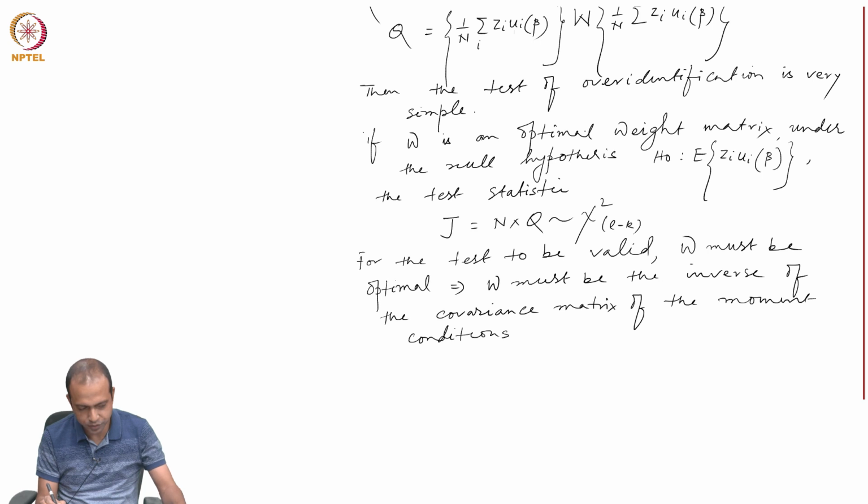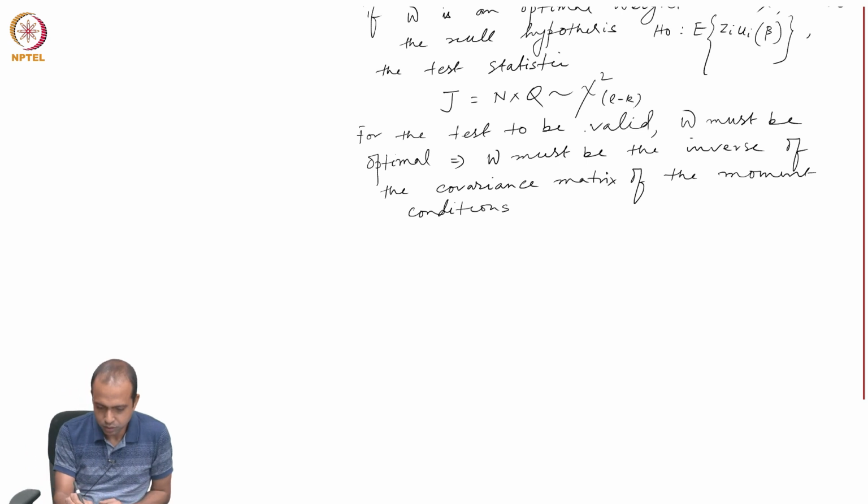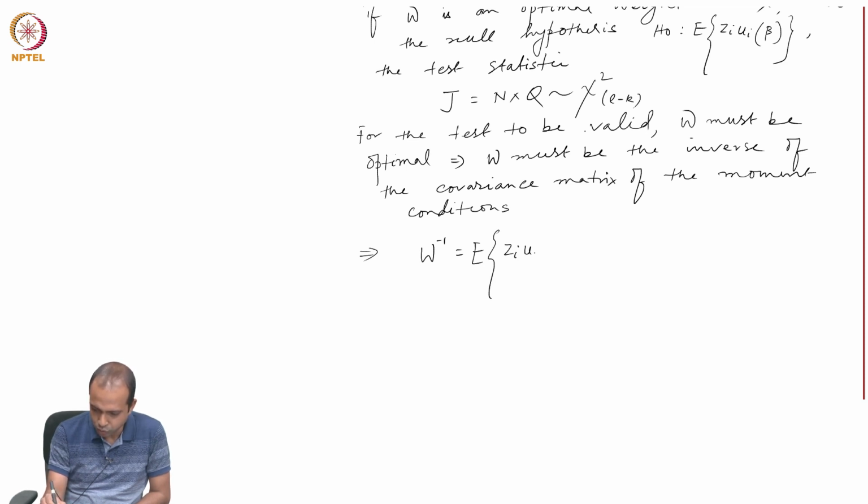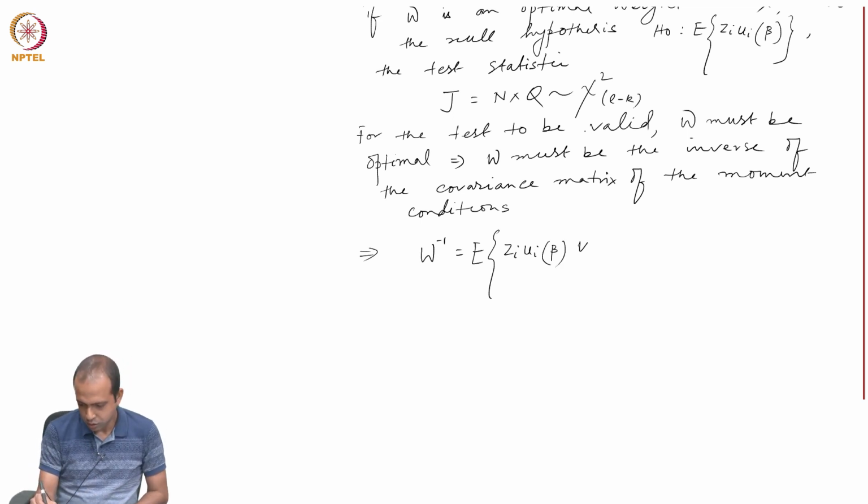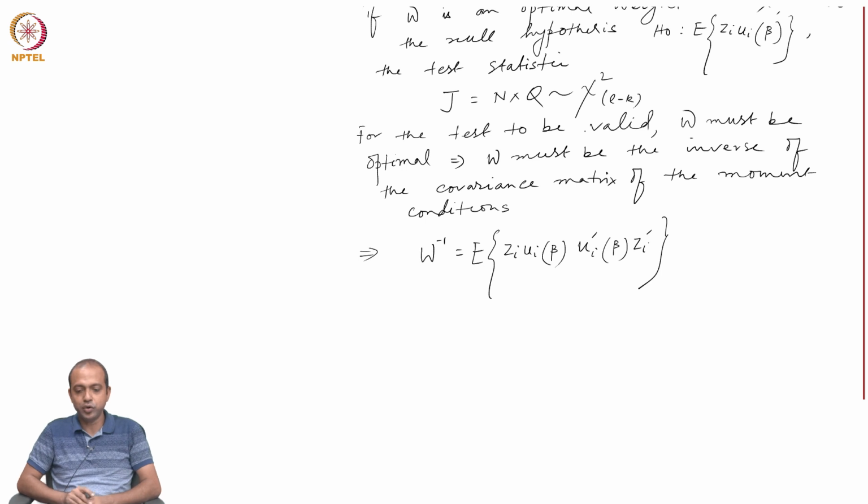Okay. So, that means basically what I am saying, this implies W inverse equals to expectation of Zi ui, ui beta, Zi prime. This should be my Wi, W inverse, right.